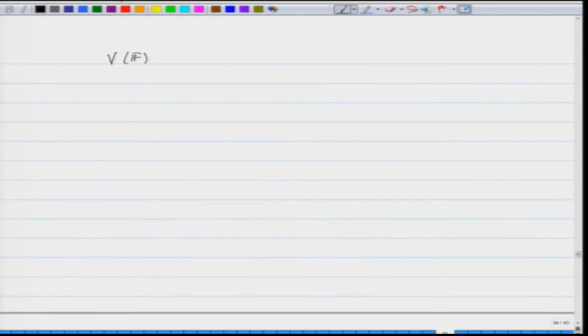So take any vector space V, finite dimensional. Is that okay? The number of elements in any maximal linearly independent set is the same. All right. Since it is the same, we can use this to define something.